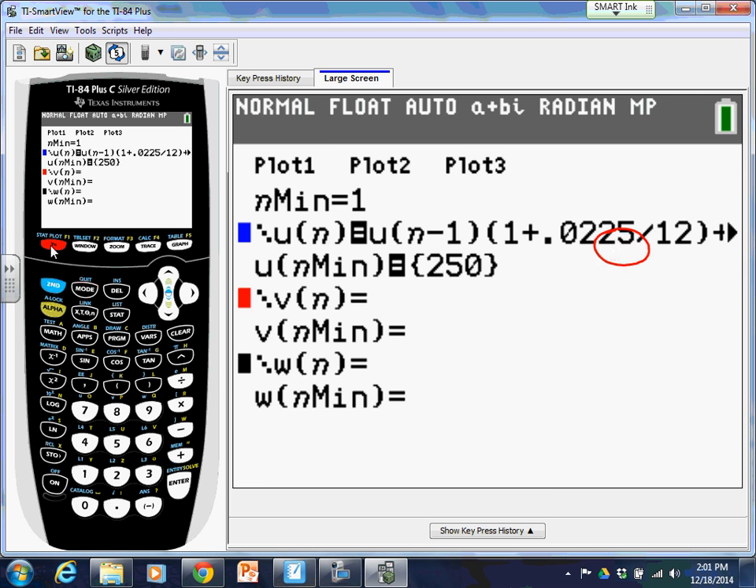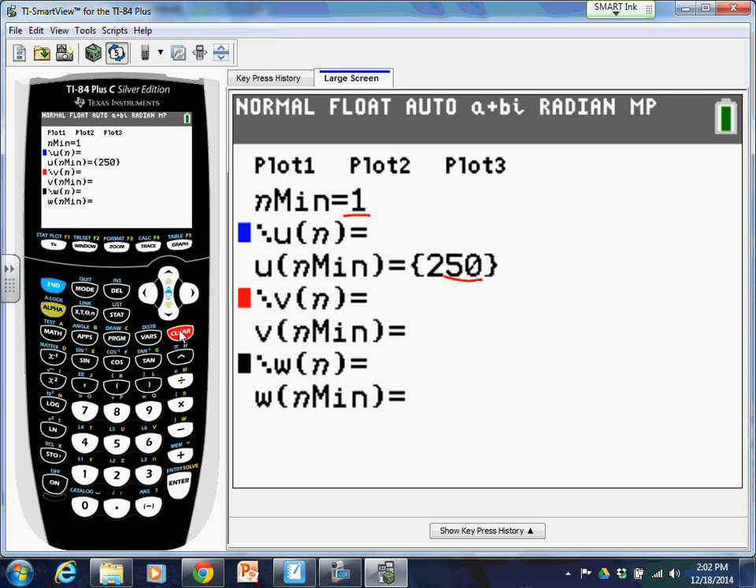Okay, so I believe I have these in there because I did this problem previously, but first line is your n minimum. I told you guys start with 1 month. Okay, so that goes in there, and then at 1 month the value was 250. And then in the middle spot is where you actually type in the formula. So let me clear that out, show you where that stuff came from again.